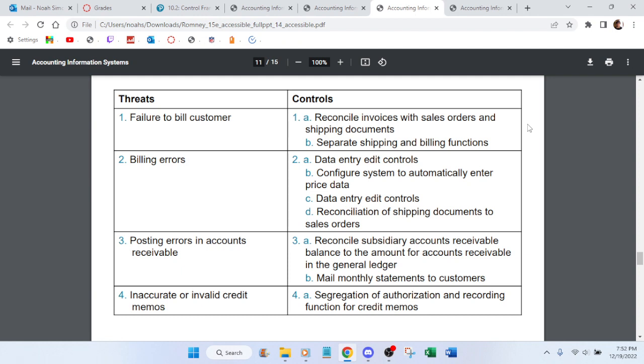Billing errors. Data entry edit controls, configure the system to automatically enter price. Data entry edit controls, reconciliation of shipping documents to sales orders. Posting errors in accounts receivable.